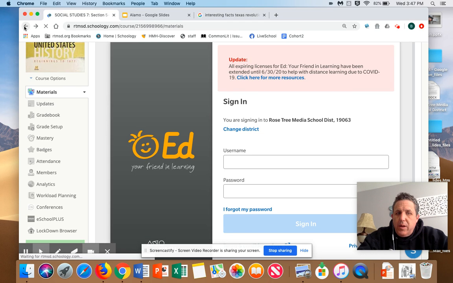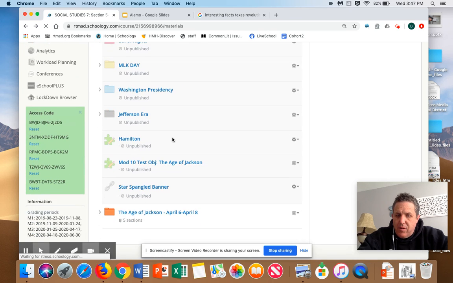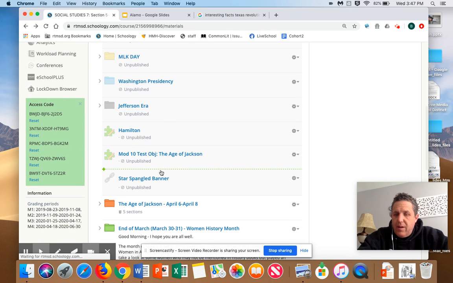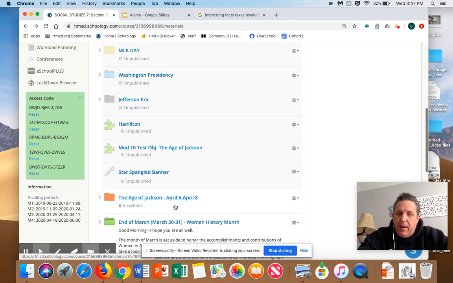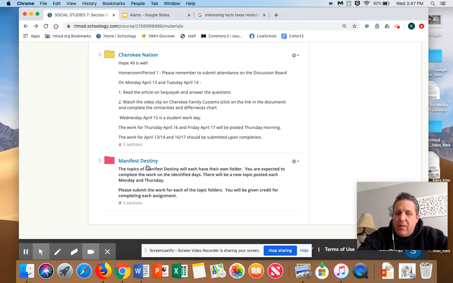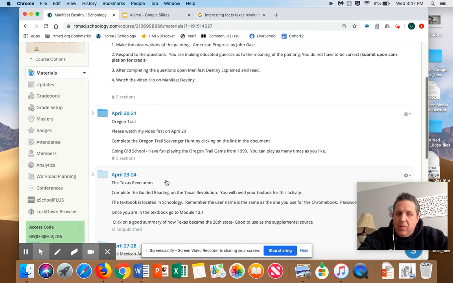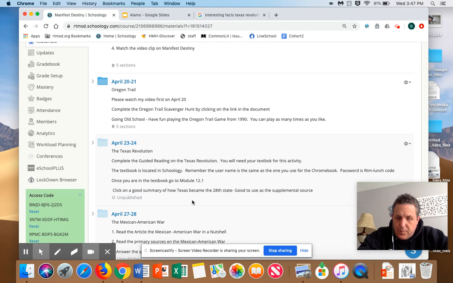When you complete the scavenger hunt and the guided reading, it's module 12, by the way, in the textbook, you should submit that to me. Don't forget to do that. Some kids, you guys are doing the work and then you're not submitting it. So like I said, make sure that you do that. And again, that's module 12.1.